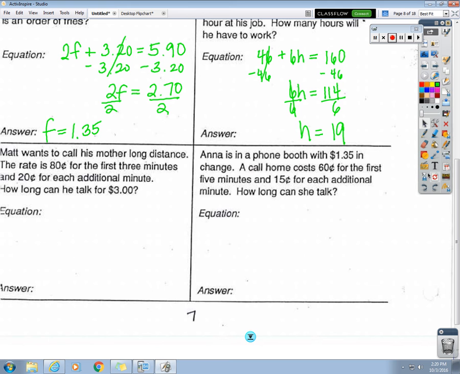Okay. Matt wants to call his mother long distance. The rate is 80 cents for the first 3 minutes and 20 cents for each additional minute. How long can he talk if he has $3? So what is our total? Right, so it's going to equal 3. And then what all is in the equation?